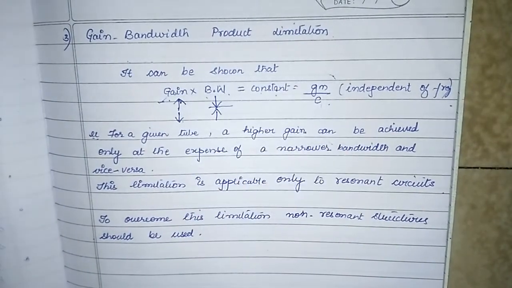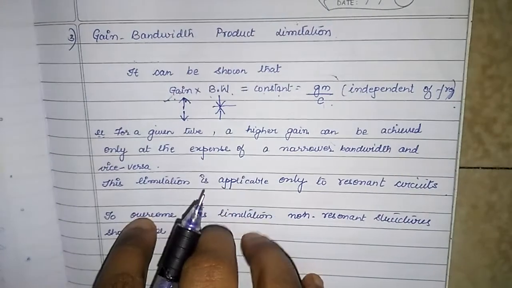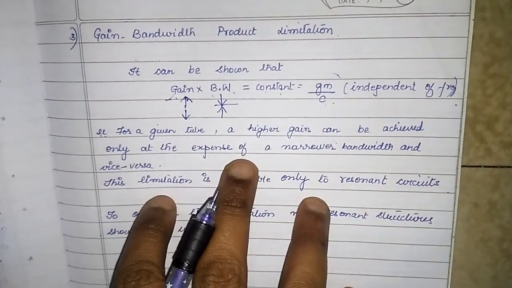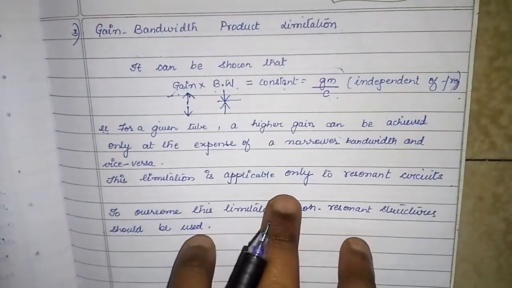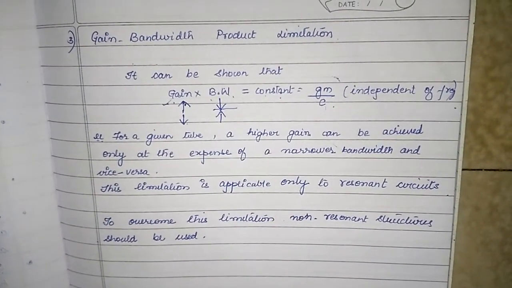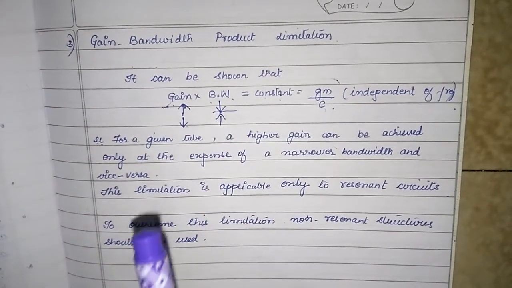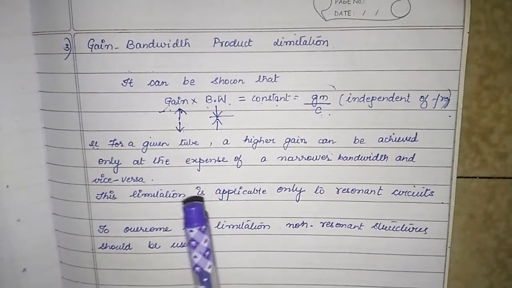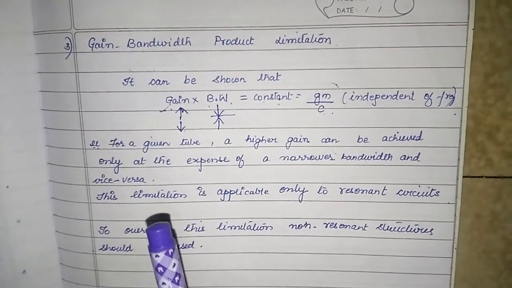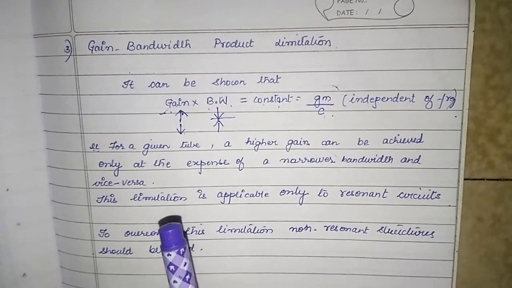So what do we infer from this? Given a vacuum tube, you cannot have the best of both worlds. That means you cannot have a high gain and a high bandwidth with the same vacuum tube. I hope you understand. So this is another limitation of a vacuum tube which makes it inoperable, or it cannot be used at microwave frequencies.